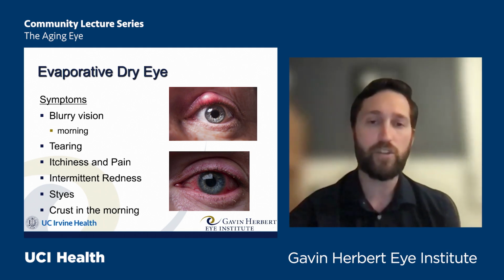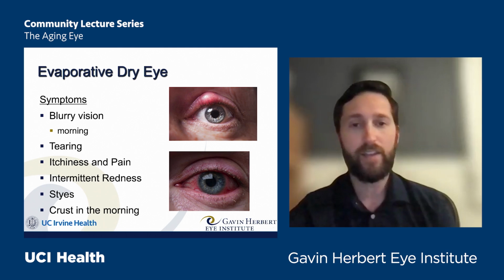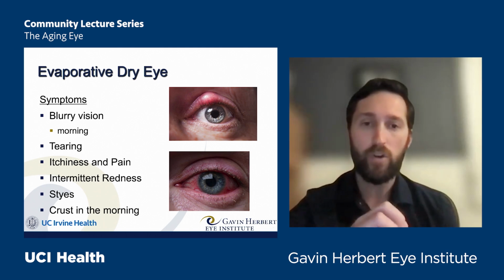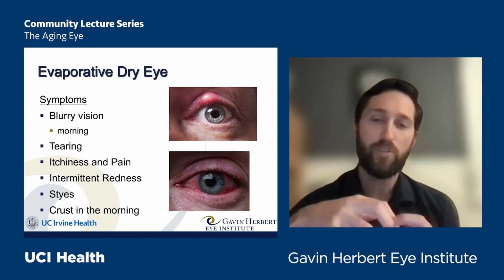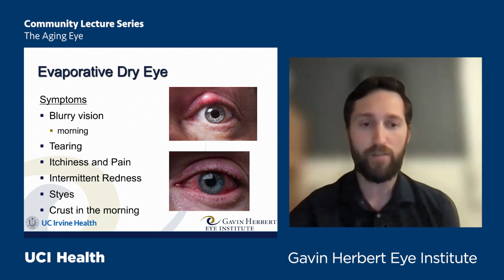That is what the top picture is trying to depict, that little bump on your eyelid, which is literally a clogged oil gland. Instead of the oil coming out where it's supposed to, right behind the eyelashes, it kind of bulges up like that and creates a little ball of inflammation.